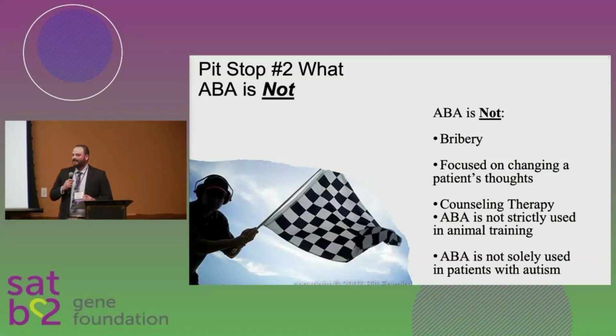ABA is also not solely used with autistic individuals or autistic patients. The principles of ABA are used every day to help improve the lives of patients with a host of neurological and developmental disorders, as well as neurotypical individuals. Again, it can be used in businesses and hospital settings. It can be used in schools. And that, again, goes back to that foundation of having it based in a science of empirically based, evidence-based interventions.